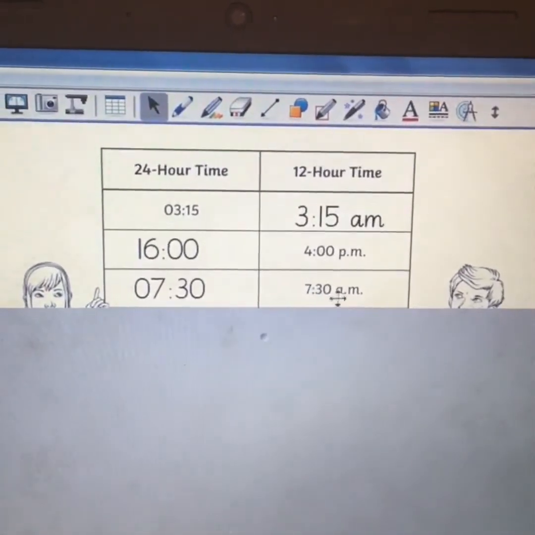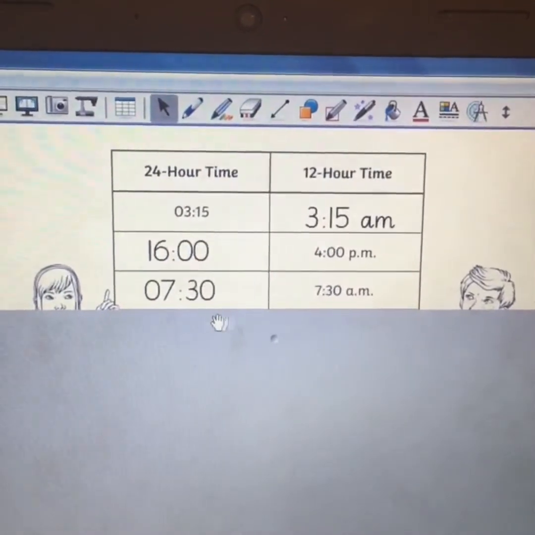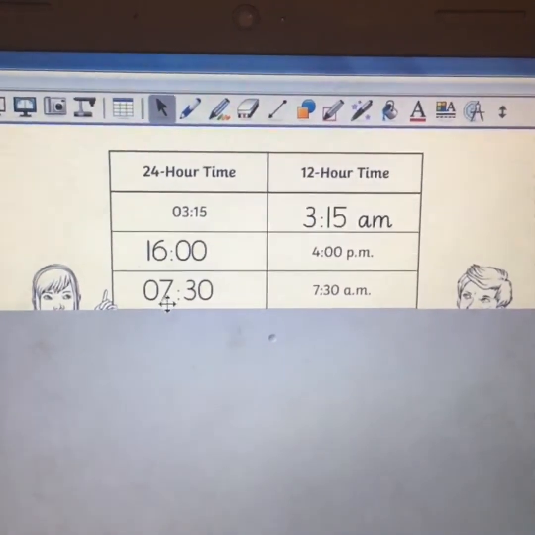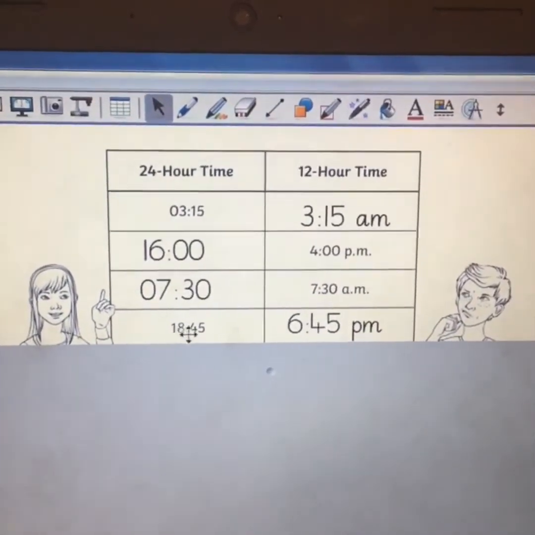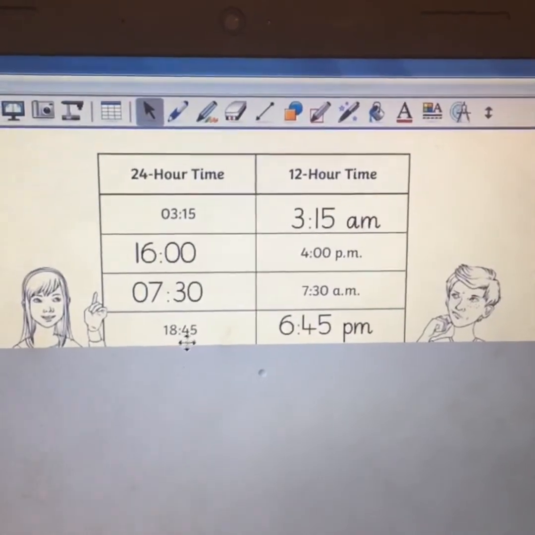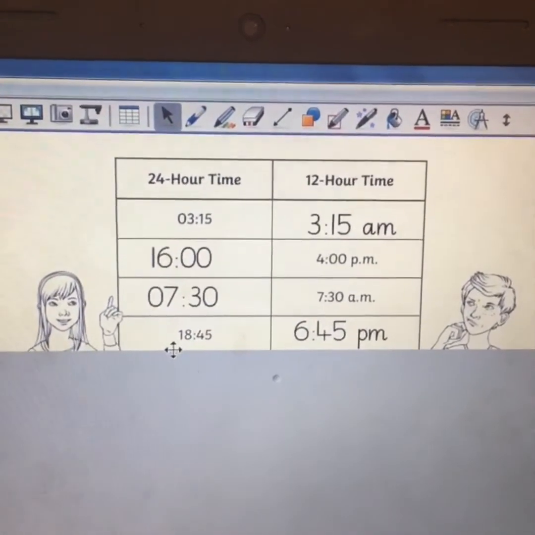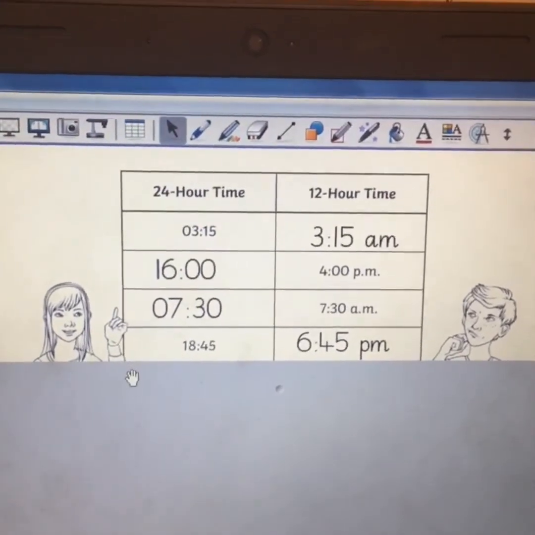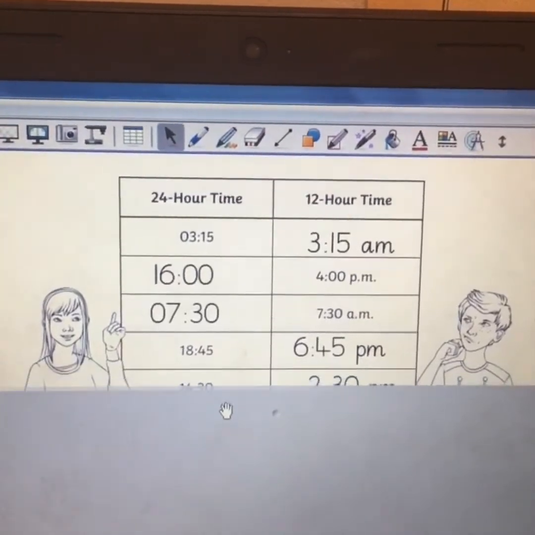Next one was 7:30 a.m. So again, for this one, I know it's in the morning, so the time is not going to change because it is still 7 hours and 30 minutes past. So it still stays as 7:30. Next one was 18:45. Right, it's gone past 12, so this tells me it's in the afternoon, so I'm going to need to put PM. If it's 18, if I take away 12, that gets me to 6, so it's 6:45 p.m.